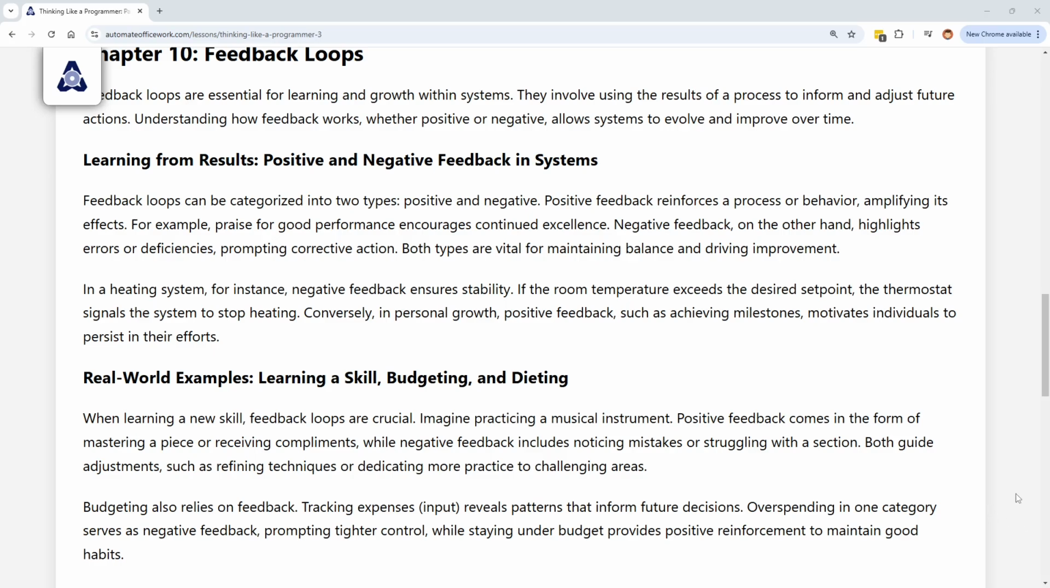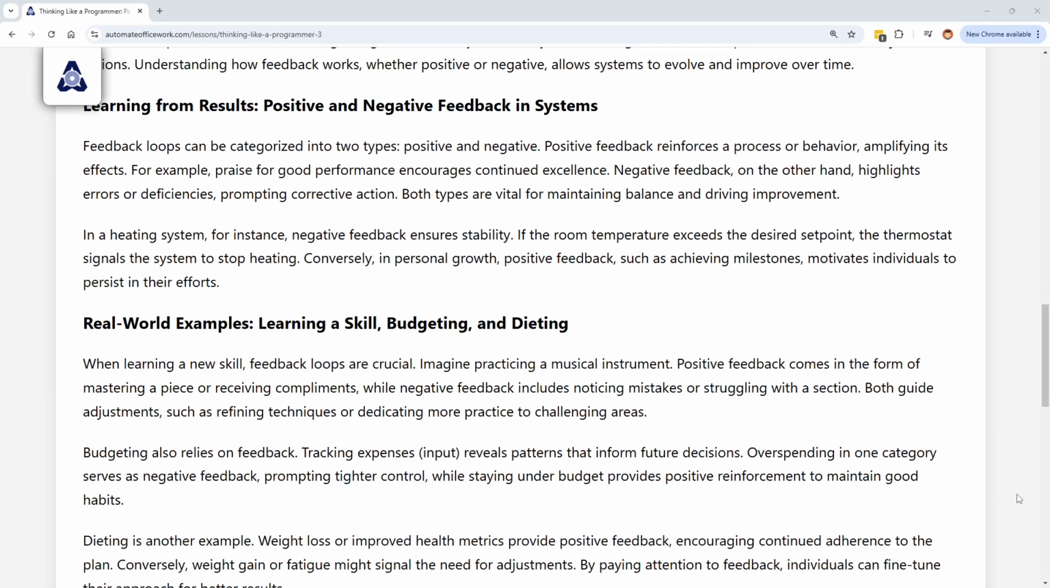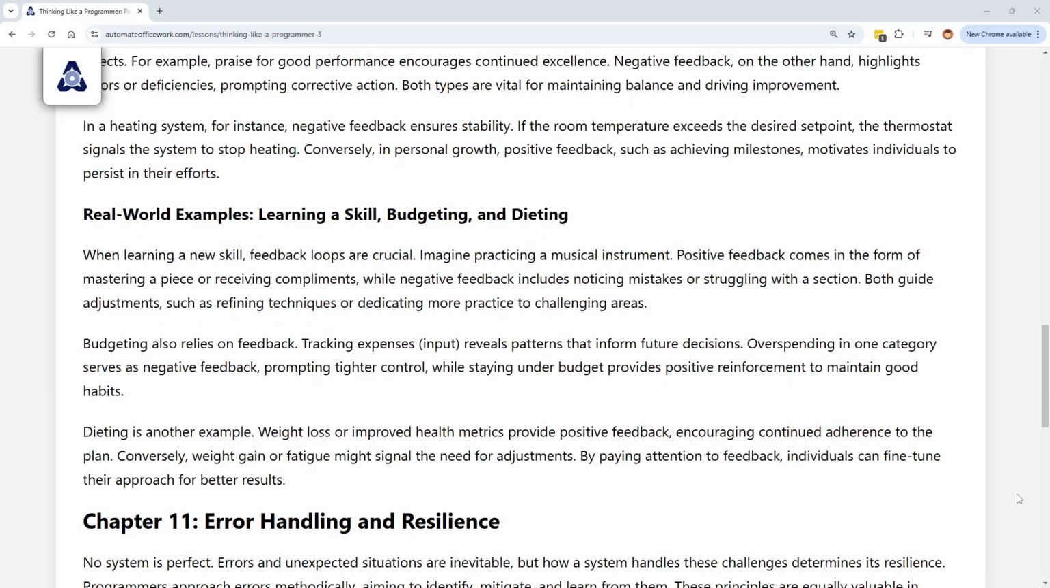Real-world examples: learning a skill, budgeting, and dieting. When learning a new skill, feedback loops are crucial. Imagine practicing a musical instrument. Positive feedback comes in the form of mastering a piece or receiving compliments, while negative feedback includes noticing mistakes or struggling with a section. Both guide adjustments, such as refining techniques or dedicating more practice to challenging areas.